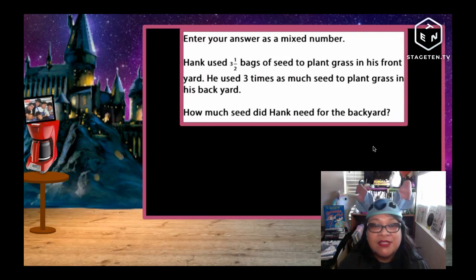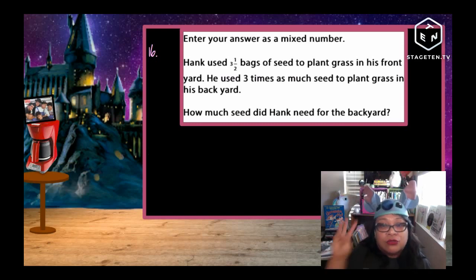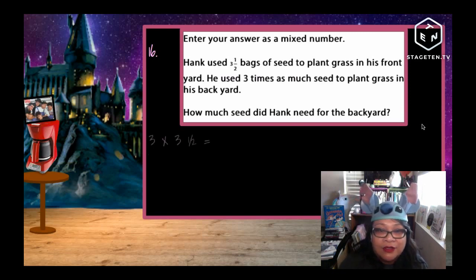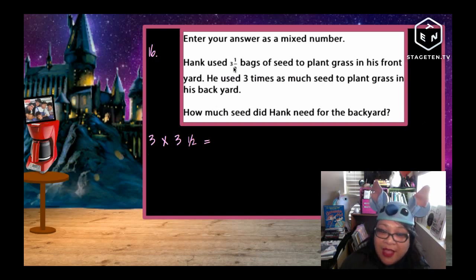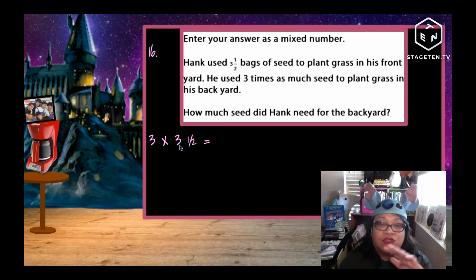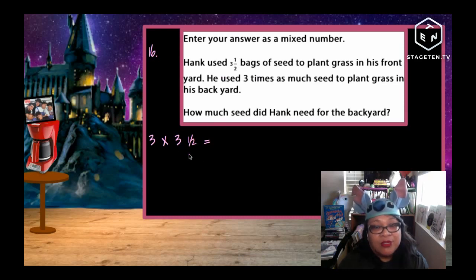So, number 16 says, answer your number as a mixed number. Hank used 3.5 bags of seed to plant grass in his front yard. He used 3 times as much to plant grass in his backyard. How much seed did Hank need for the backyard? So if we multiply 3 times as much as 3.5, remember, we cannot multiply a whole number times a mixed number. We have to rename that mixed number into a fraction.